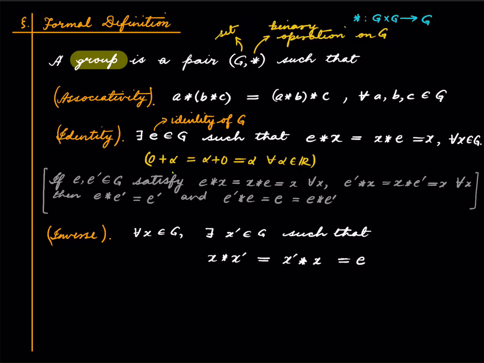So yeah, what does the inverse axiom state? It states that for all elements of G, there is some other element of G such that this equation is satisfied. And again, we will show that this is unique. So this time I'll not use that bad color.